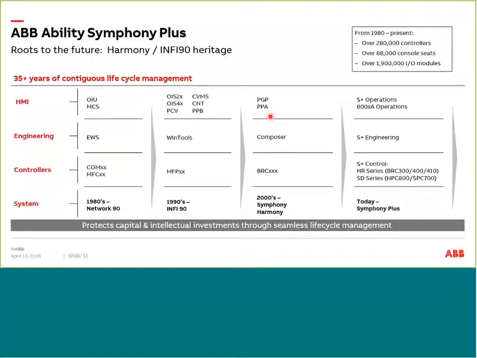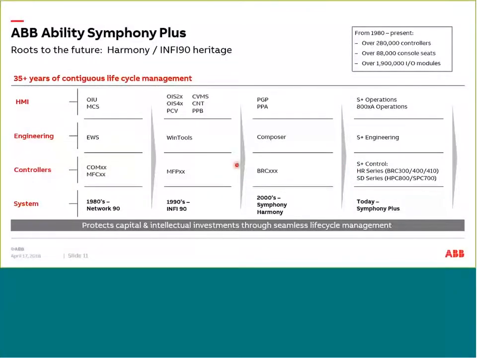Here's a nice map of the multiple generations of Symphony. Starting back with the introduction of Network 90 and controllers of MFPs, the original EWS workstation, the CAD workstation, and OIUs and MCS, and then continuously connected to each system generation through Infi 90, through Symphony Harmony, and then to today's Symphony Plus.